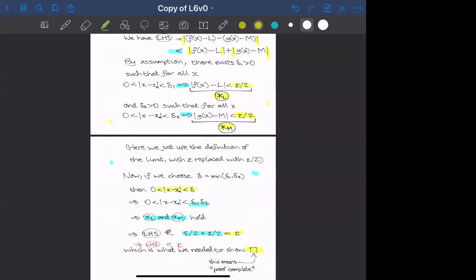And I guess you'll have seen it's used in the book. This square means proof is complete. So that completes the proof of the theorem.